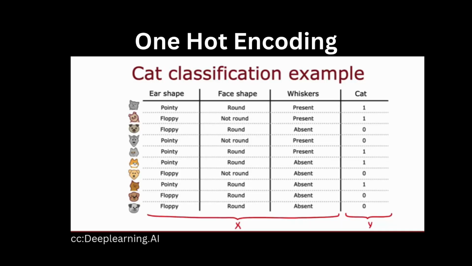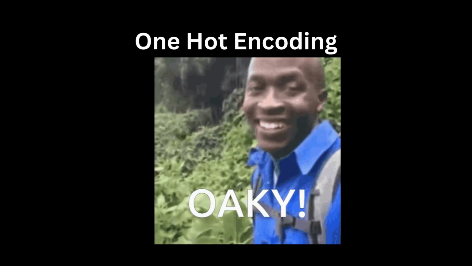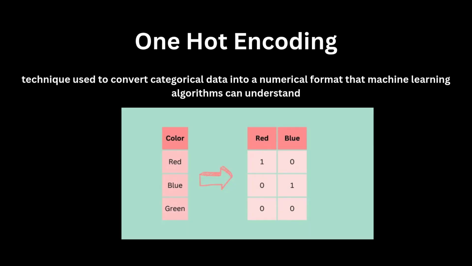In previous videos, we saw examples like ear shape, face shape, etc. with just two possible values like pointy or non-pointy and round or non-round face. It was good for understanding the concepts, but in real life that would not be the case. You would typically have more than two possible values for each feature. Like for ears, they could be pointy, floppy, or round, or for face, it could be round, rectangular, or oval. So in that case, we use the one-hot encoding technique. One-hot encoding is a technique used to convert categorical data into a numerical format that machine learning algorithms can understand.